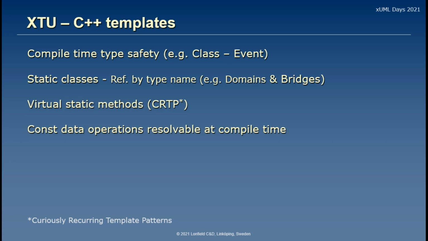The third reason is that templates provide virtual static methods that are resolved at compile time. An executable UML model has a surprisingly large amount of constant data. This brings us to the fourth reason. Templates allow evaluation of constant expressions at compile time, not at runtime.